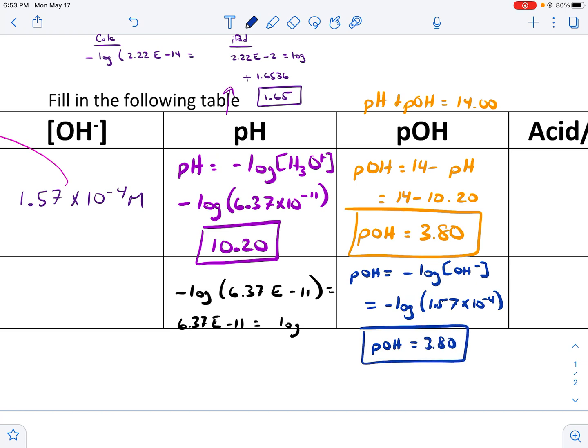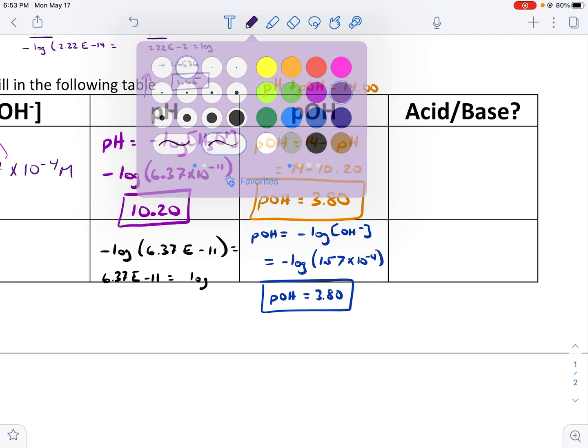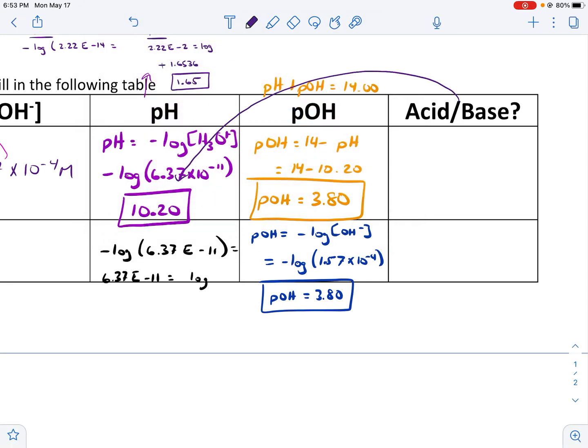We had 2 ways. Now our last answer is: is it an acid or a base? How we decide that is we look back to here. If our pH is above 7, that means we have a base, so we would record this as a base.